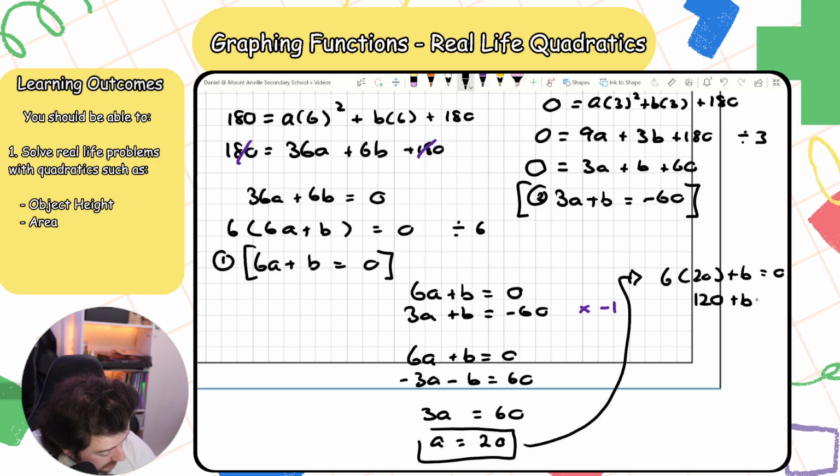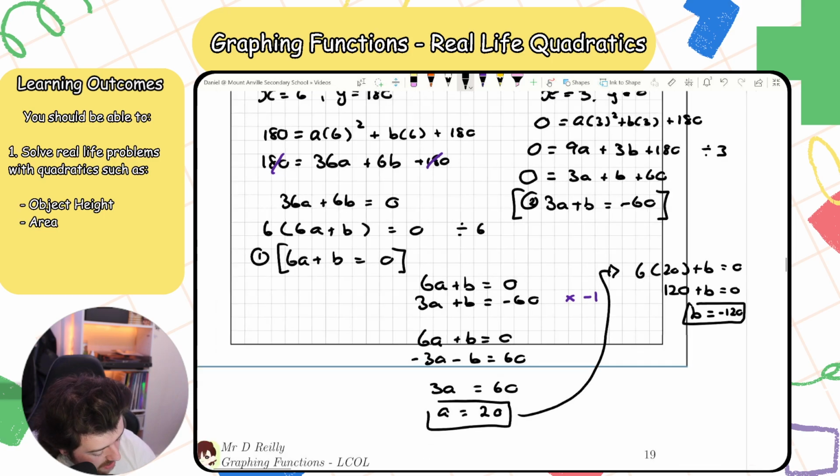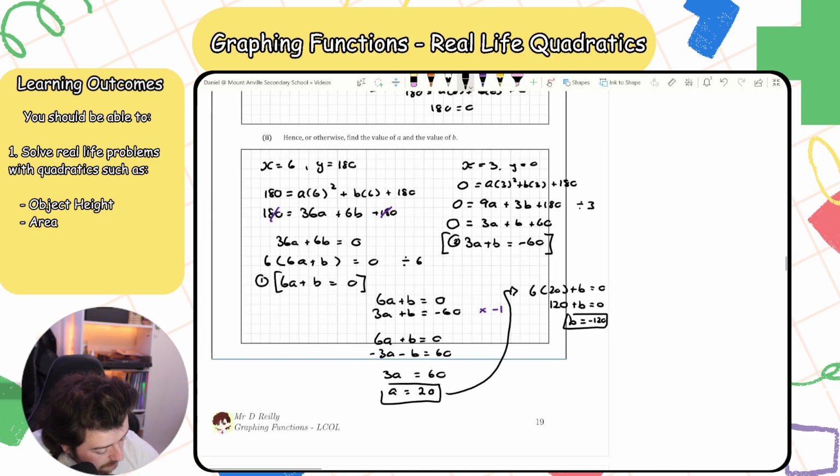120 plus b is equal to 0. Therefore, b is going to equal minus 120. And there you go, I found the values of a and b.